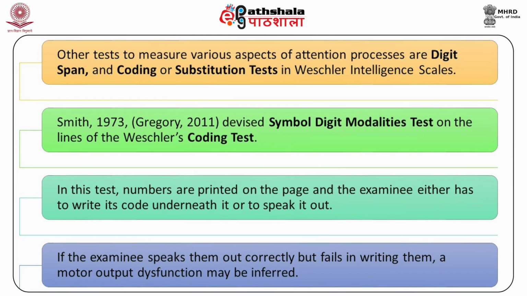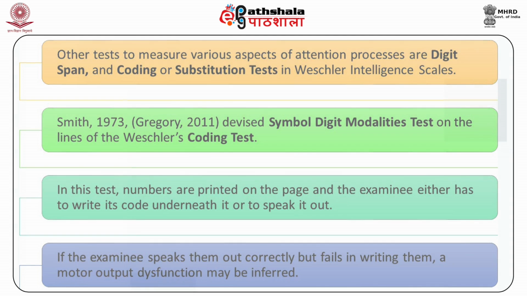Other tests to measure various aspects of attention processes are digit span, and the encoding or substitution test in Wechsler's intelligence scales. Smith 1973 devised the symbol digit modalities test on the lines of the Wechsler's coding test. In this test, numbers are printed on the page and the examinee either has to write its code underneath it or to speak it out. If the examinee speaks them out correctly but fails in writing them, a motor output dysfunction may be inferred.